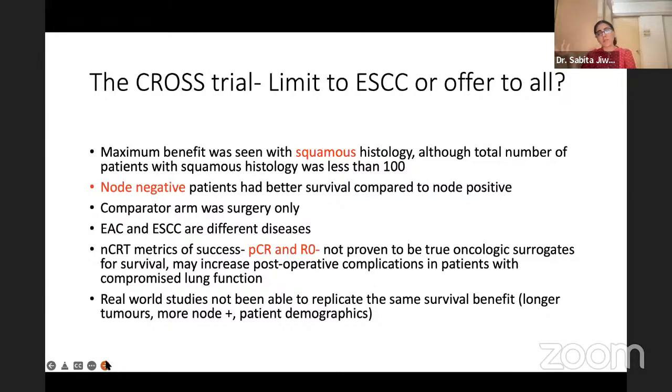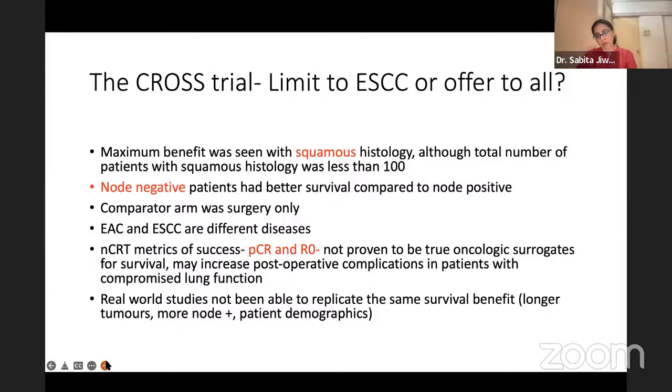And when real world studies were published to replicate the same kind of survival benefit which was seen with the CROSS trial, they were not able to demonstrate such a huge difference. There was a difference, it benefits patients, it improves survival, but the limitation was that the median length of the tumor which was taken in the CROSS trial was 4 centimeters. 81% of the patients in the CROSS trial had a performance status of 0 or 1. And the mean age of the patient in this study was 60 years.